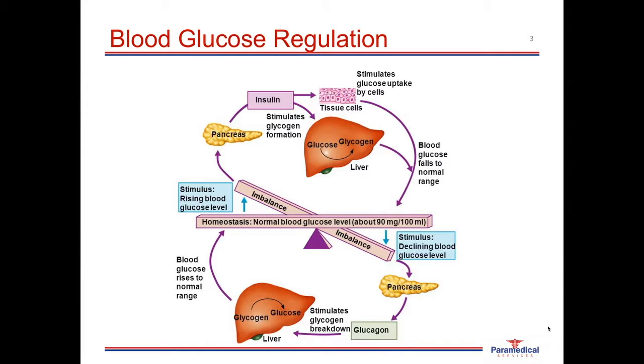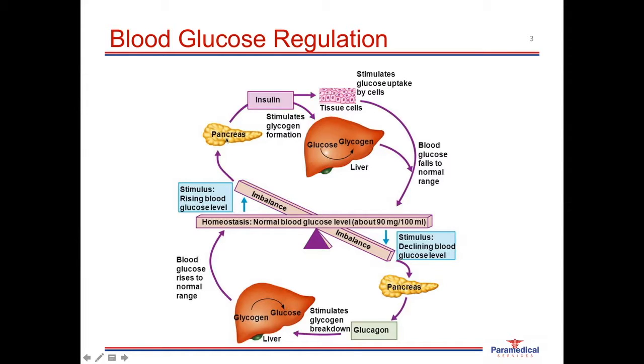On the diagram, we'll see the homeostatic balances that take place in order to ensure that normal blood glucose levels remain within a certain range limit. We'll first have a look at what happens when there's an imbalance when blood glucose levels rise too high. So let's say, for example, somebody's eaten a nice big slab of chocolate. The blood glucose levels start to increase inside the bloodstream.